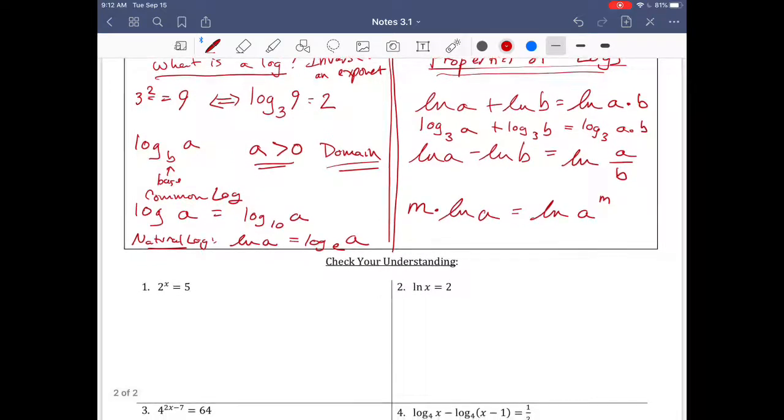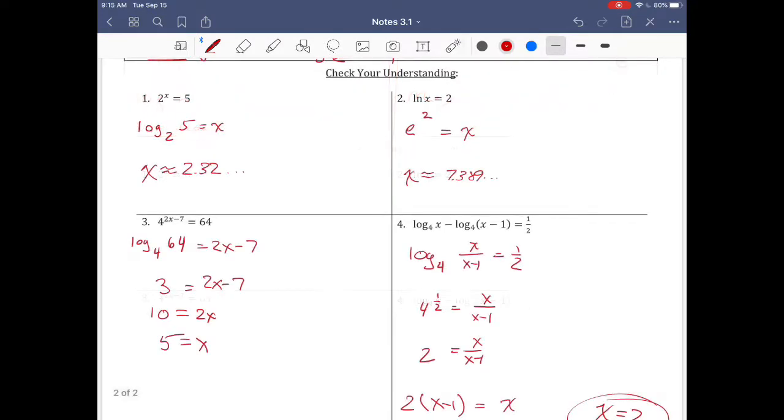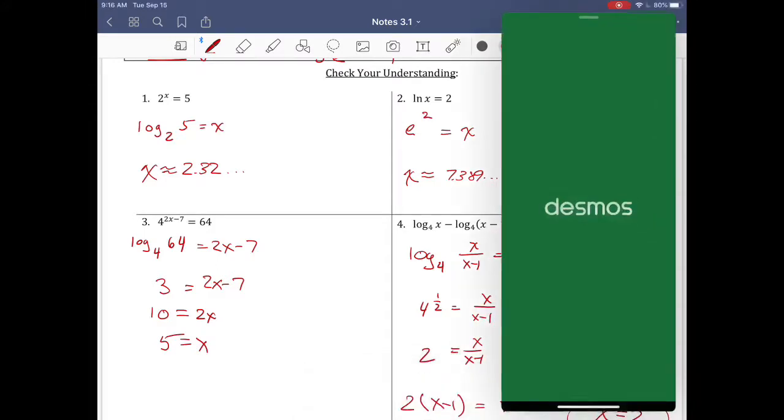So take a few minutes now and work on these check your understanding problems. I'll put the solutions up in just a minute and debrief. All right, so here's your check your understanding problems. The first one here, again, just a pretty simple conversion and then evaluating.